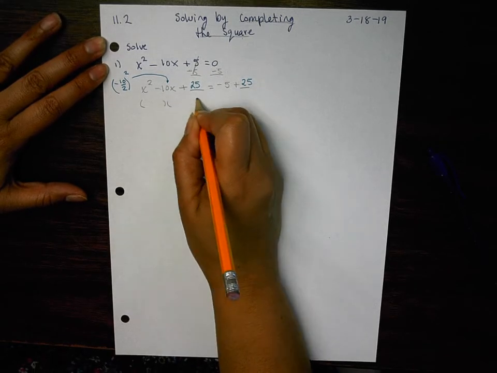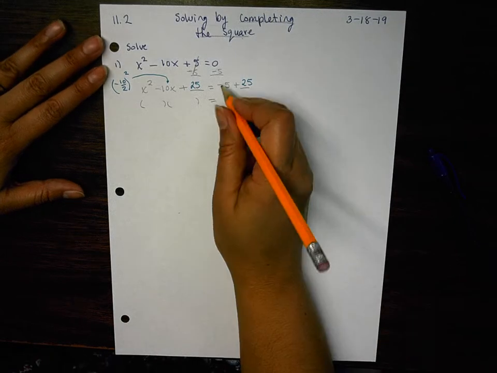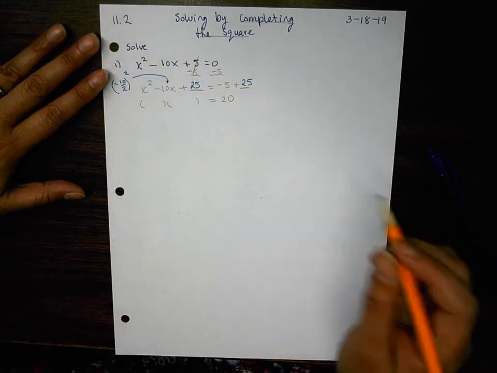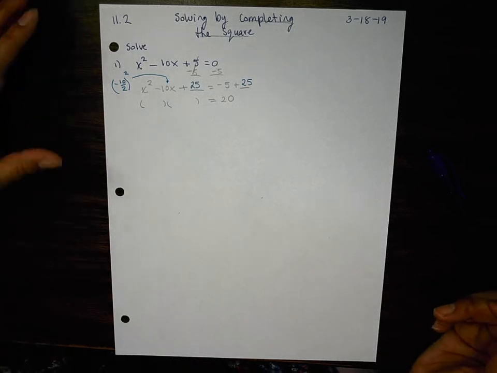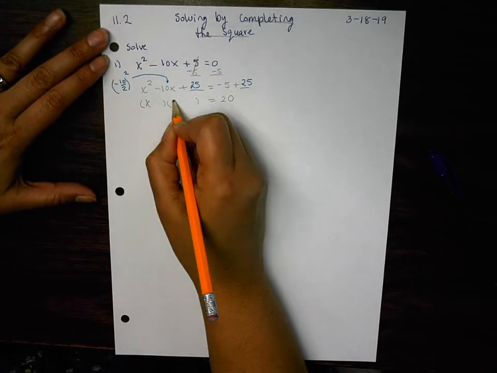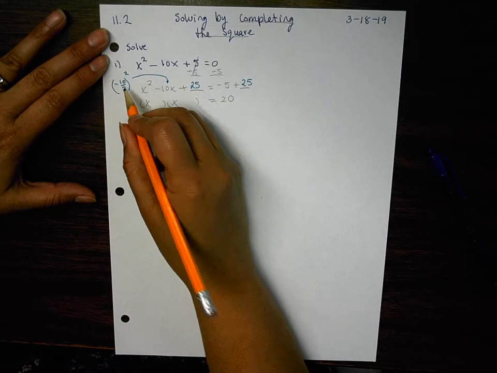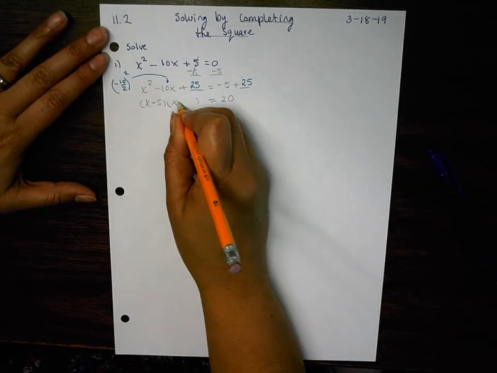You do not have to if you can do without it. What's negative 5 plus 25? 20. Okay, and then I factor, and it was half. What was negative 10 divided by 2? What did that come out to be? Negative 5. Does that work?